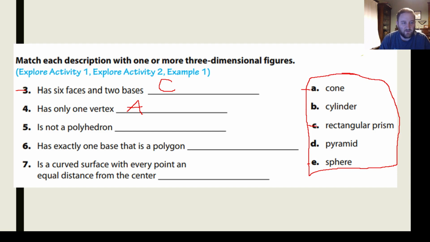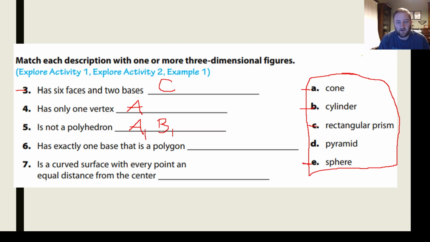And then 5 is not a polyhedron. Which of these would not be a polyhedron? Well, there might actually be multiple ones here, right? A cone is not a polyhedron because it's got a circular base. A cylinder is not a polyhedron because it has 2 circular bases.